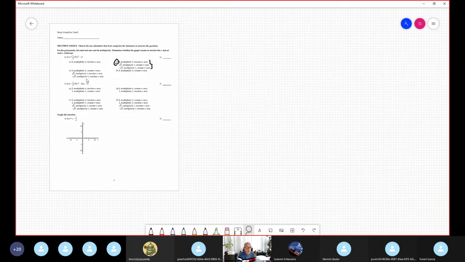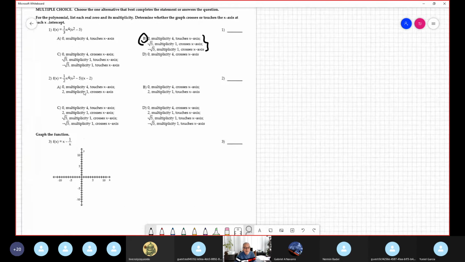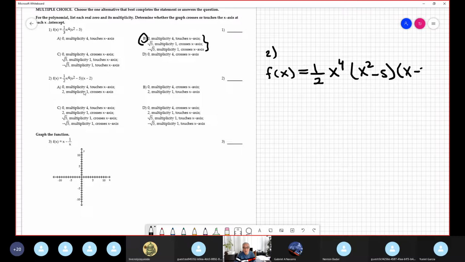Okay, number 2. The polynomial is f of x equals 1/2 x to the 4th power times (x to the 2nd power minus 5) times (x minus 2). I see that the degree of this polynomial is 7, no? Because 4 plus 2 plus 1 is 7. Entonces the end behavior, and the coefficient is positive.